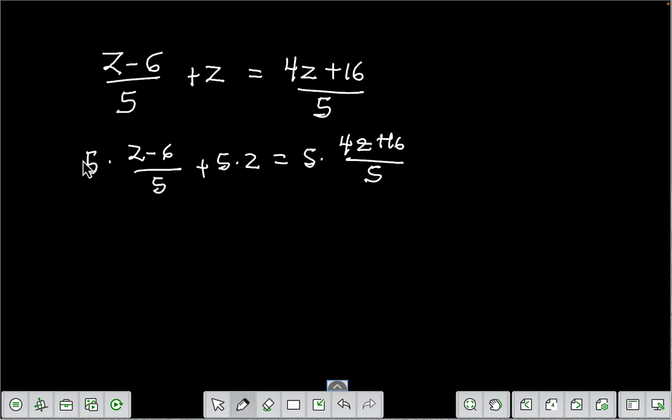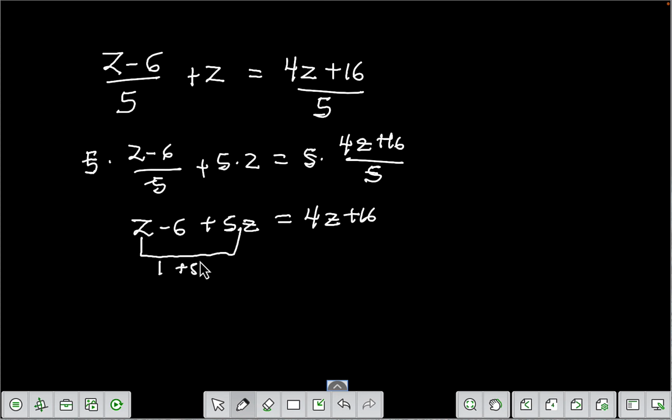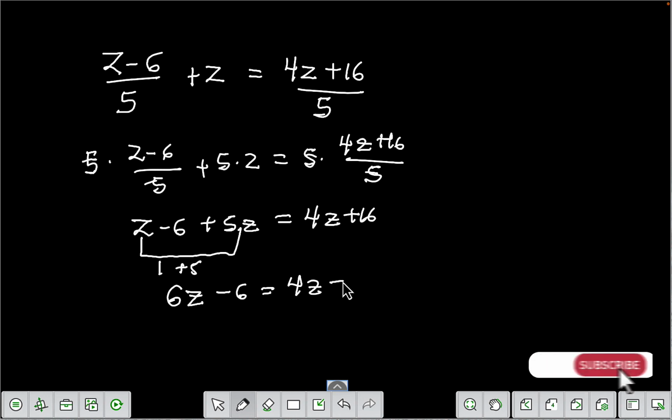Let's simplify. 5 cancels 5. 5 cancels 5. This winds up as z minus 6 plus 5z equals 4z plus 16. Right? So now let's group the like terms. z here and 5z there are like terms, so this is like 1 plus 5, which will give you 6z minus 6 equals 4z plus 16.